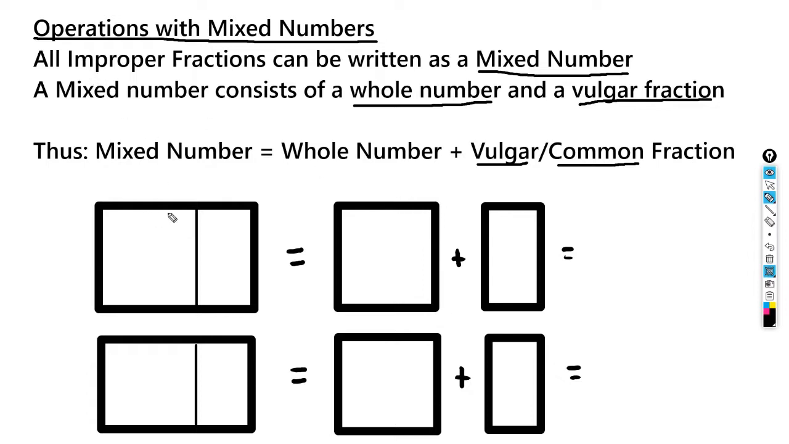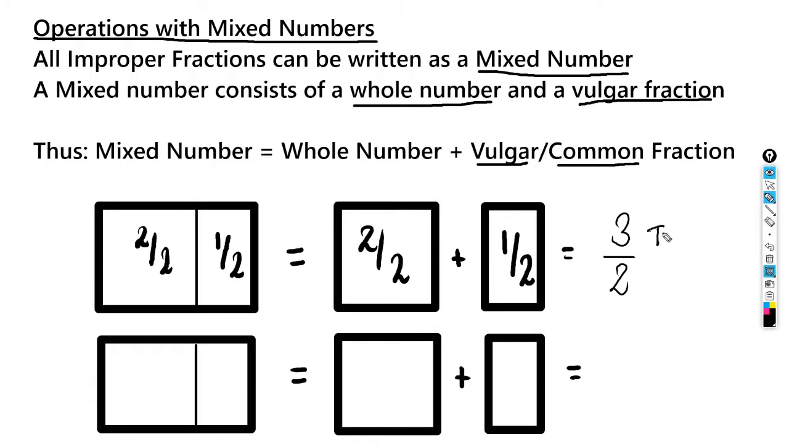Let's look at this example here. We have 2 over 2 in this space, which is a whole square, and then we have half of a square here, which is a half. If we add these two, this would be 2 over 2 added to 1 over 2. If we wrote it in the improper form, we'd end up with 3 over 2. This is what we write when it's improper.